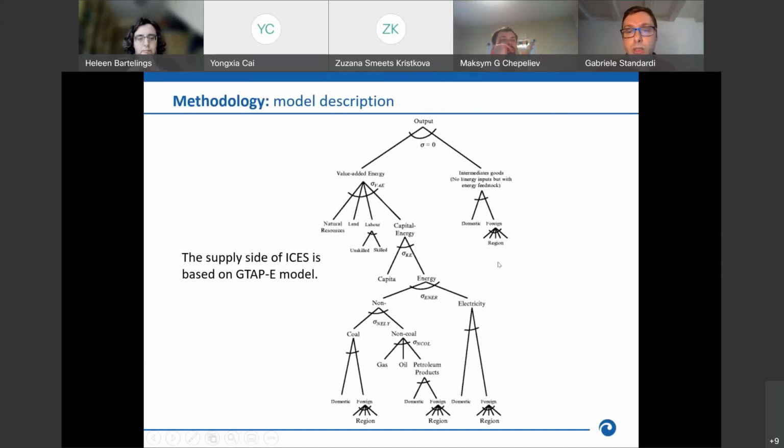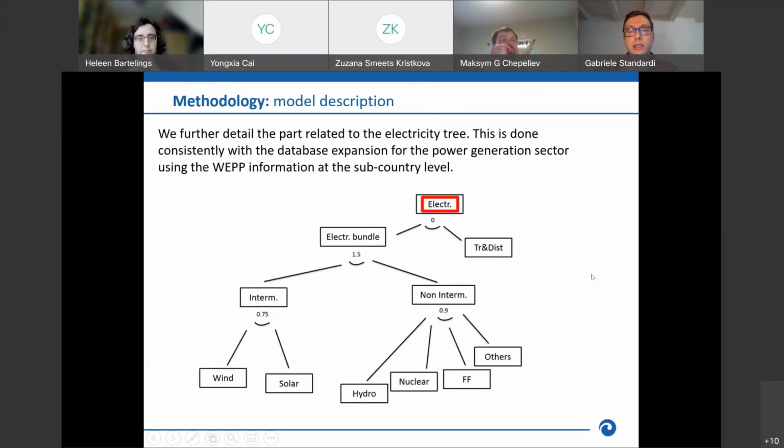Then, of course, we model additional bundles for the electricity sector with respect to GTAP, because we have basically a Leontief between the electricity bundle and the transmission and distribution, and other lower bundles, for example, between intermittent and non-intermittent sources. Here, the parameterization is based on the paper by Beckman, Hertel, and Tyner in 2011.